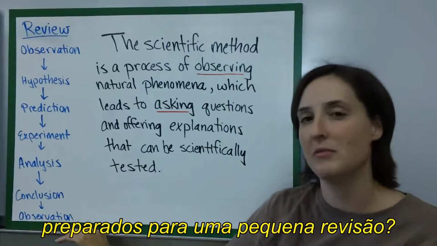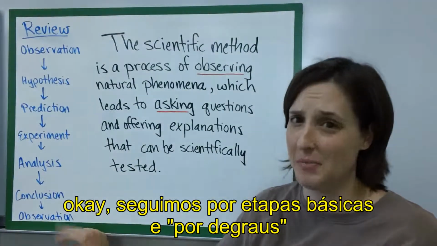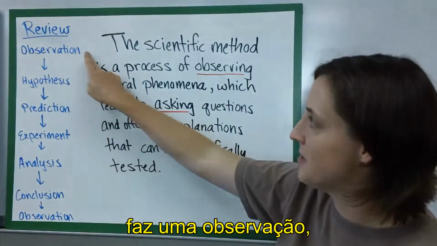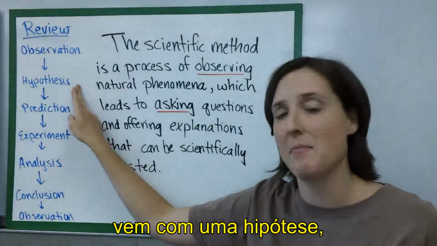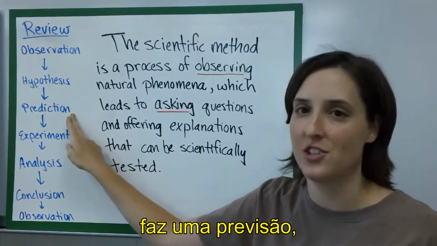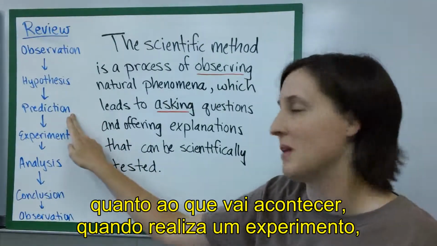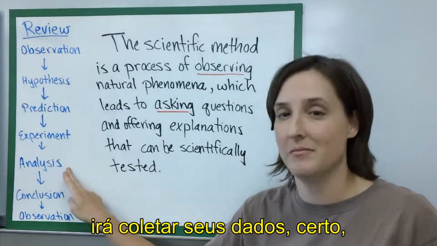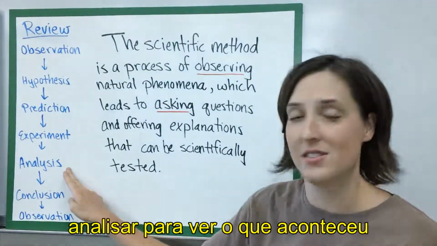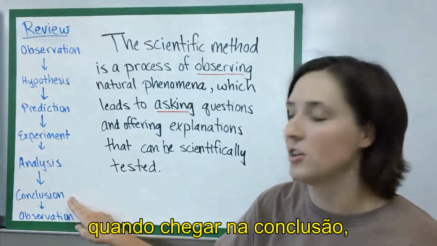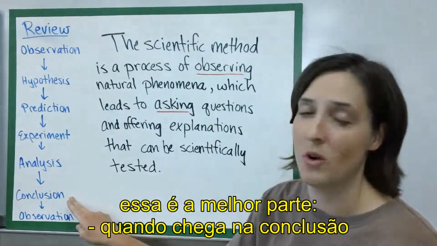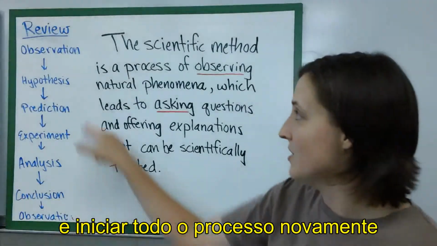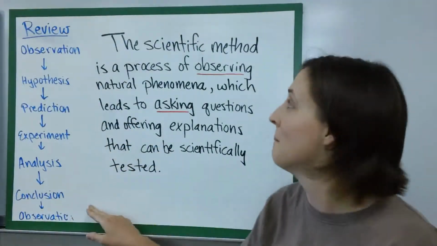All right, for a little review. Okay, so the basic steps, and by steps I mean this can be a cycle, you can start anywhere. You make an observation. You come up with a hypothesis. You make a prediction as to what will happen when you perform an experiment. You perform the experiment, you collect your data, right? You collect all your data and you analyze it to see what happened, and you come up with a conclusion from that. The nice part is, when you come up with a conclusion, you can then go on and make another observation and start the process all over again.